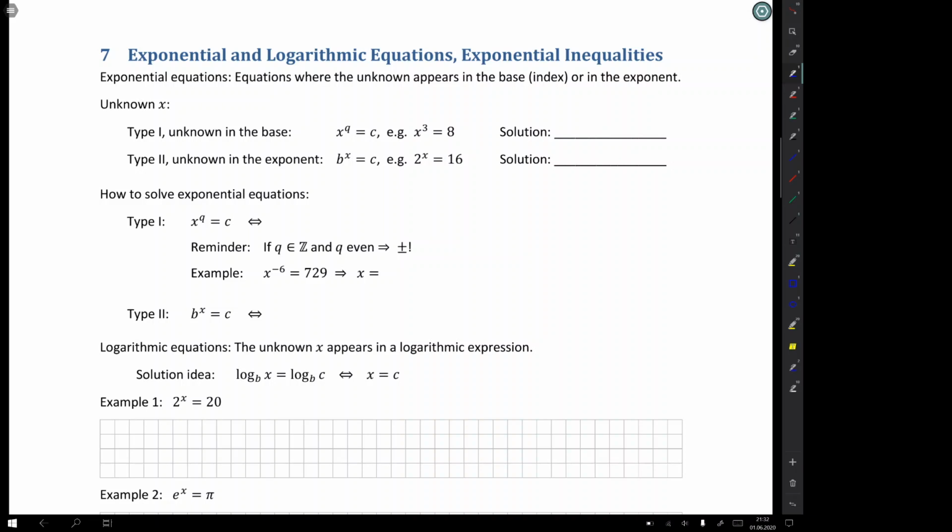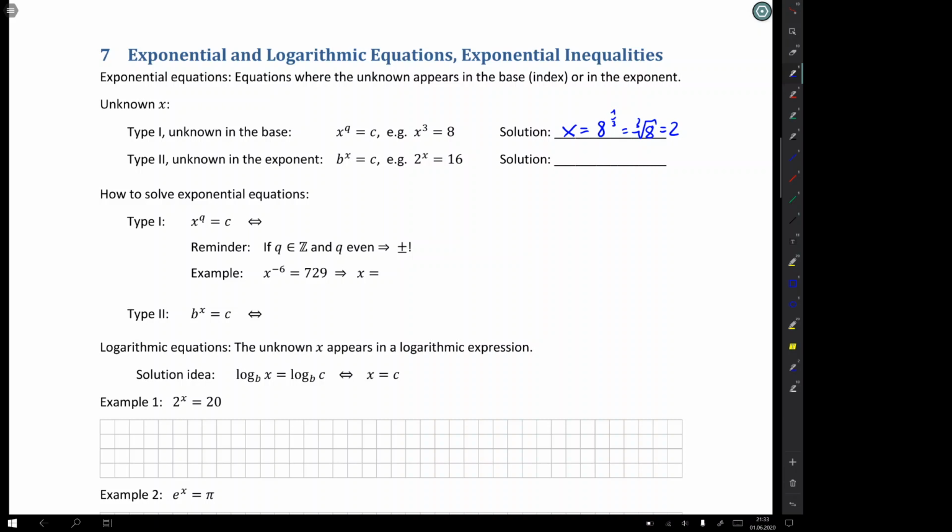Type 1, the unknown is in the base. So x, the unknown, x to the power of q equals c. For example, x to the power of 3 equals 8. And we get as the solution x equals 8 to the power of 1/3, or the third root of 8, so 2.